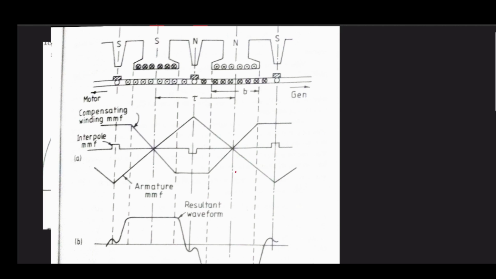So one question may come to your mind: if the compensating winding can do this, even after the introduction of the compensating winding, do we need the interpole winding? Think about it. I would like to hear the answer from your end, why do we need it?